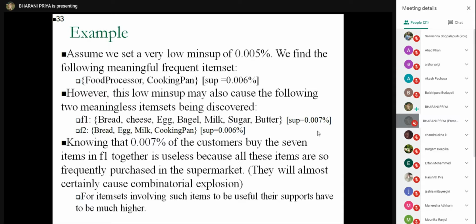Again, we want to find the frequent item sets which are either frequent or rare, but not the combination of both. Because see this combination: bread, egg, milk, and cooking pan. This combination is very rare. Either the frequent item set should be bread, egg, milk, or cooking pan and food processor, but not the combination of both. You should place the items in the supermarket which are frequent or which are rare, but not both.